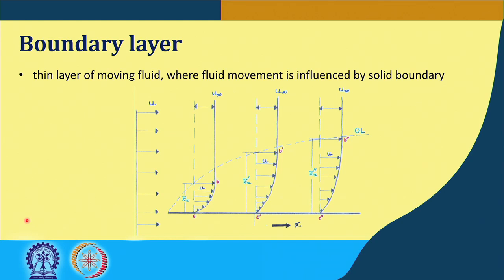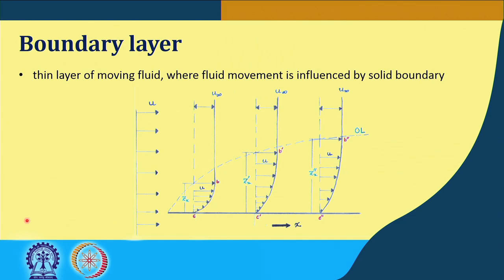So, when we talk about boundary layer, this picture immediately comes to our mind that how or what is boundary layer or how that forms. So, boundary layer we can call this as a thin layer of a moving fluid where the fluid movement is influenced by the solid boundary. We can broadly say by this definition that it is a thin layer of moving fluid attached to the solid surface where the fluid movement is influenced by the solid boundary.